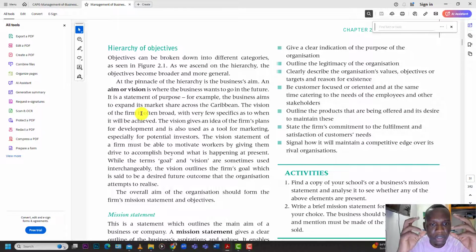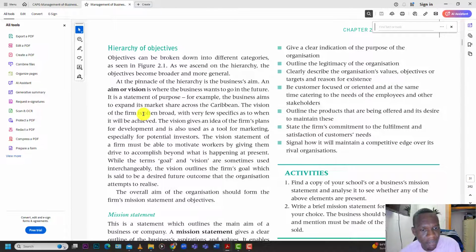At the pinnacle of the hierarchy is the business's aim. An aim or vision is where the business wants to go in the future, as I said before. It is a statement of purpose. So it gives you that purpose as to why we are doing what we are doing today because of where we want to reach tomorrow. For example, the business aims to expand its market share across the Caribbean. This vision of the firm is often broad, with very few specifics as to when it will be achieved.